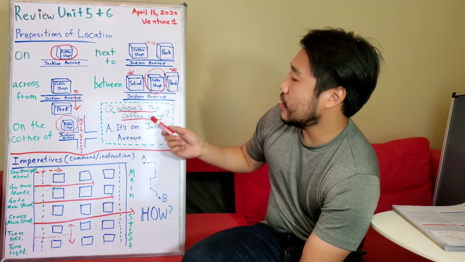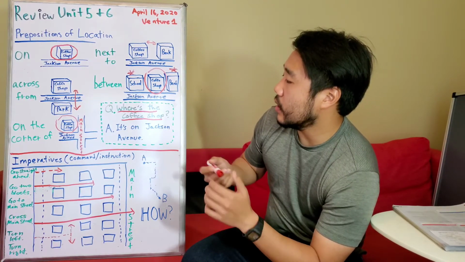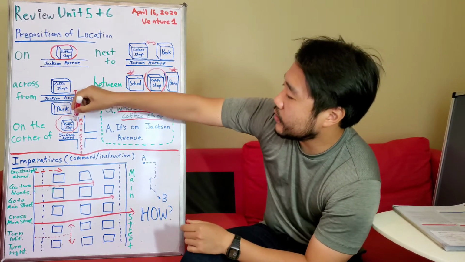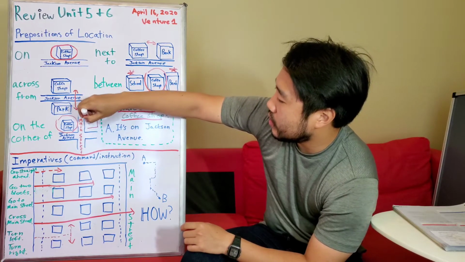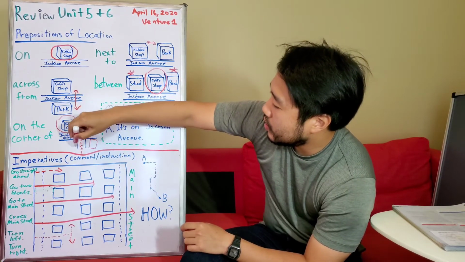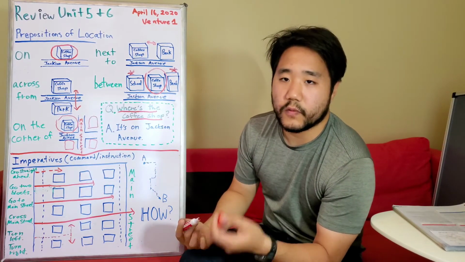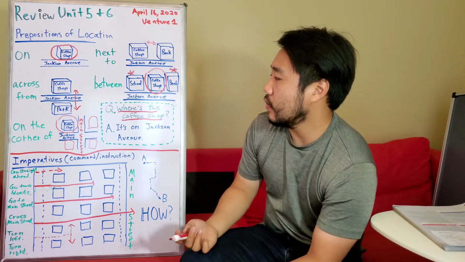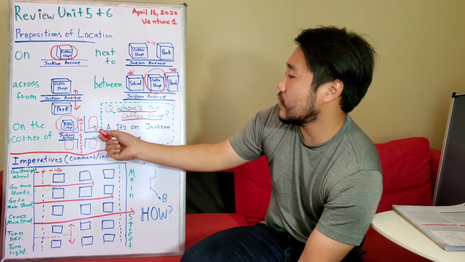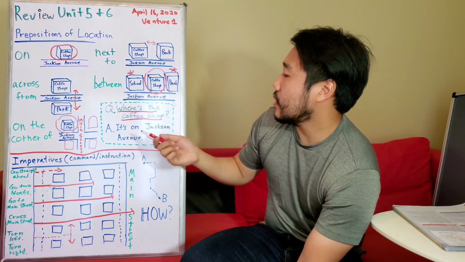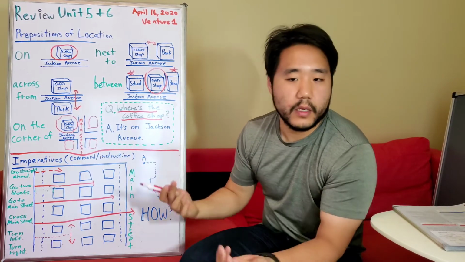And then the corner could be anywhere. So the coffee shop is here, but I could move the coffee shop to here, here, or here, and then you can use on the corner of for all of them. So if the coffee shop was here, I say, oh, the coffee shop, it's on the corner of Jackson Avenue and Main Street. Same thing.